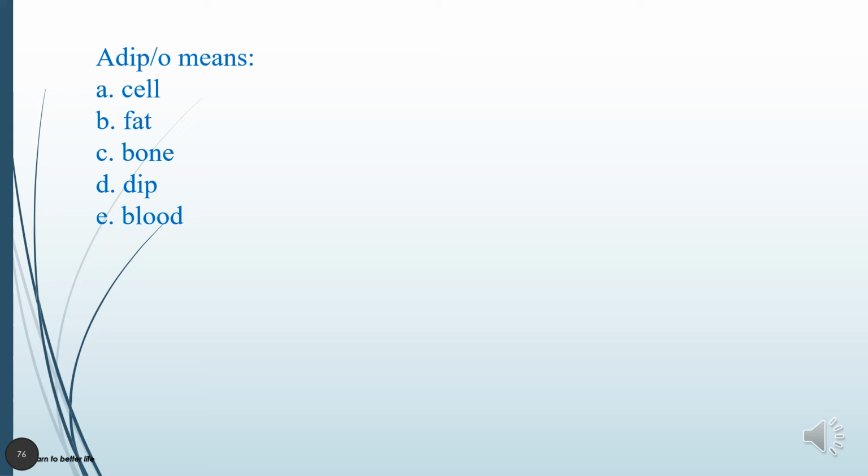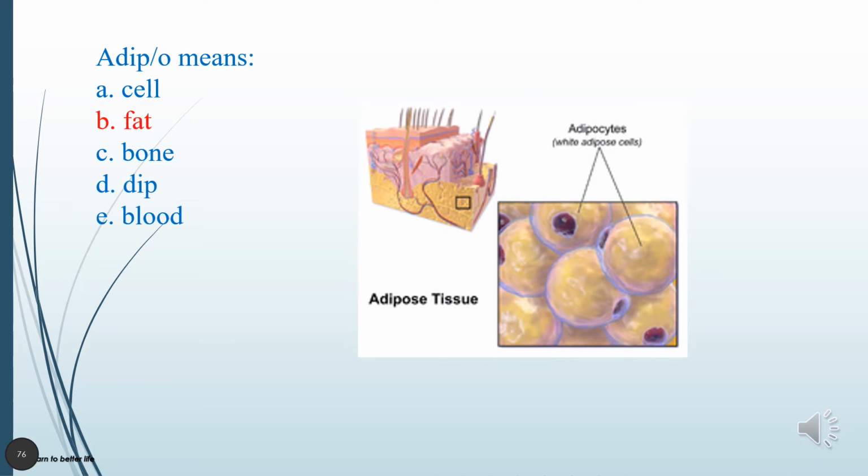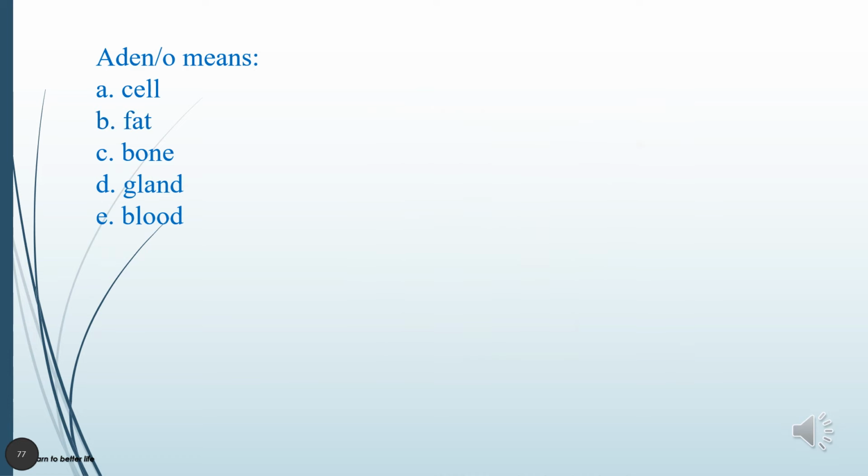Adipose means A. Cell. B. Fat. C. Bone. D. Dip. E. Blood. The answer is B. Fat. Adeno means A. Cell. B. Fat. C. Bone. D. Gland. E. Blood. The answer is D. Gland.